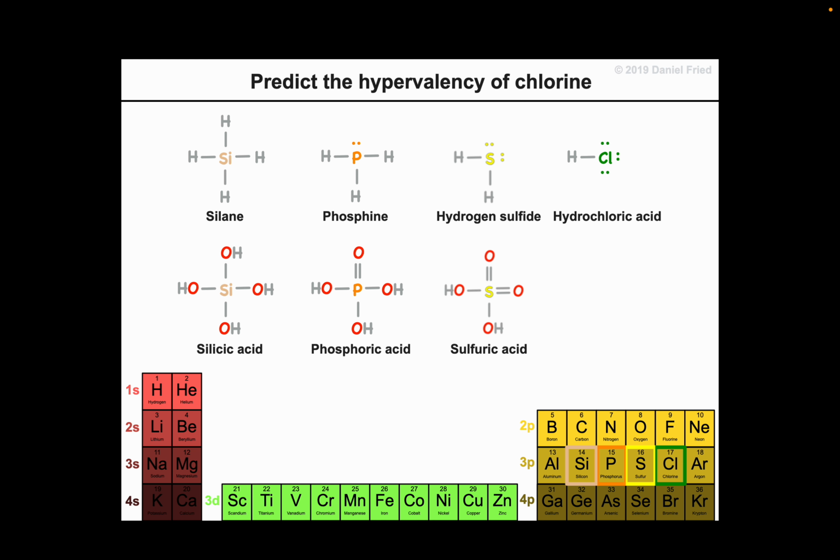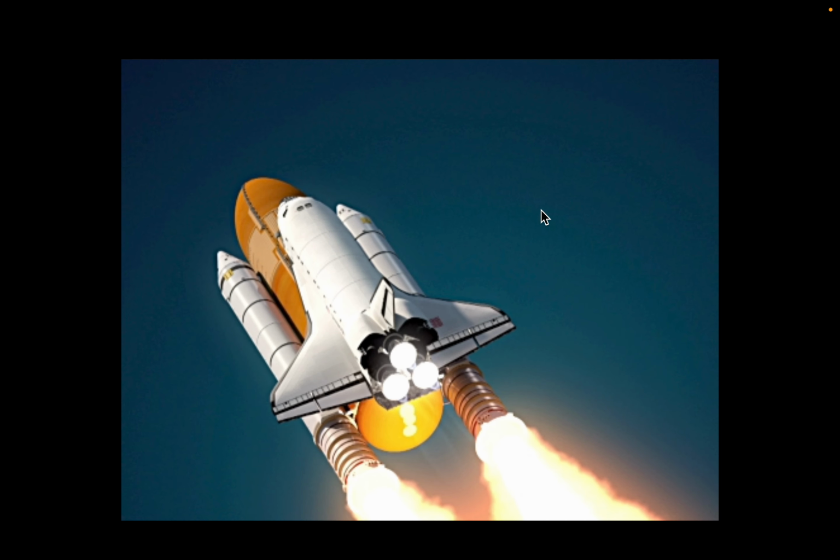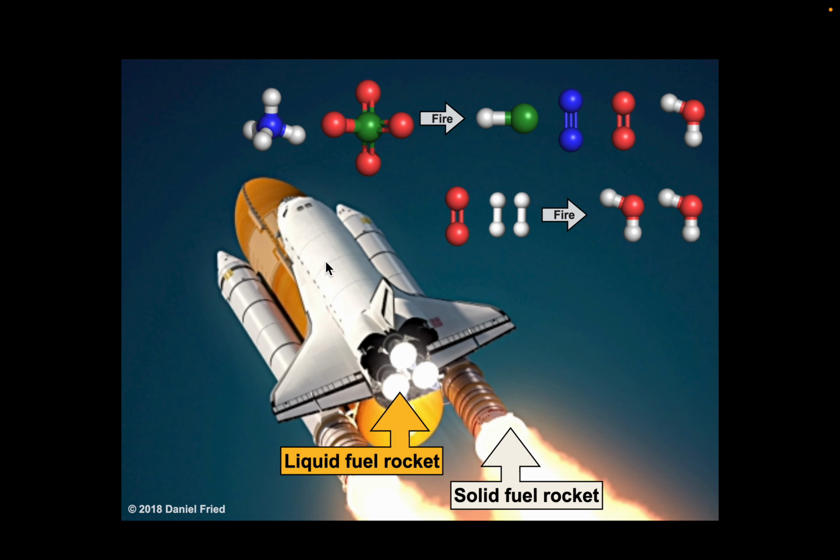Well, it seems like you figured it out. The answer is perchloric acid. What? Yeah, seriously. How many bonds are there? There are 1, 2, 3, 4, 5, 6, 7.